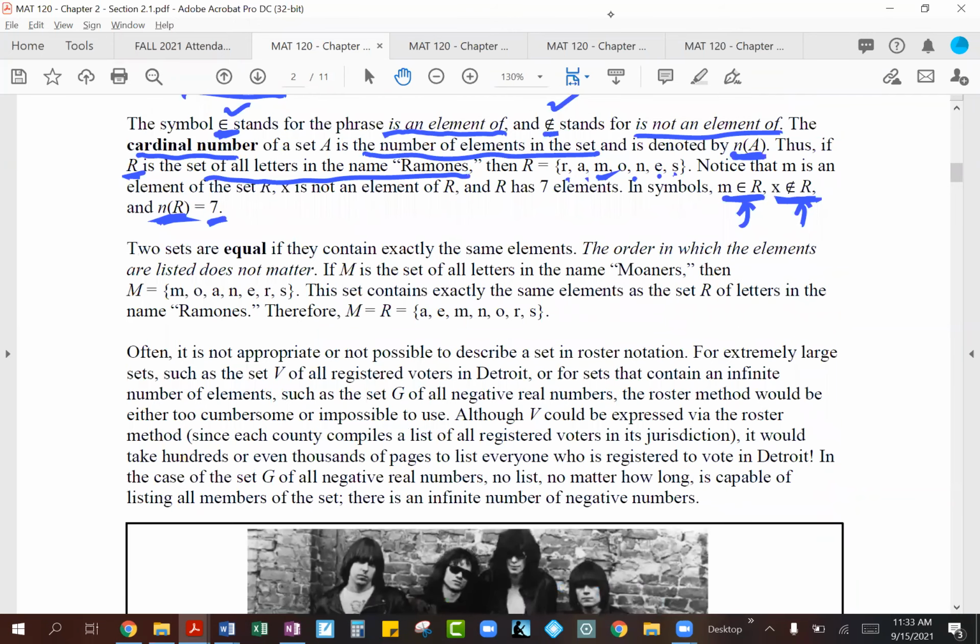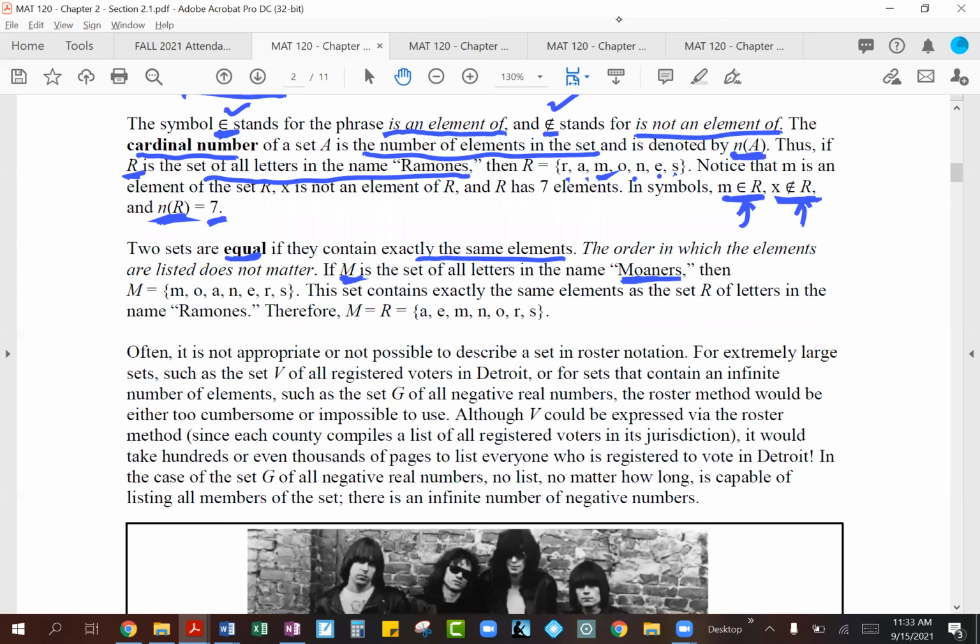They're talking about two sets being equal. This is where they would have the exact same elements, right? And again, remember the order in which the elements are listed is not important, as long as each of your elements will match. So they're talking about set M being all the letters that make up the name Moners.